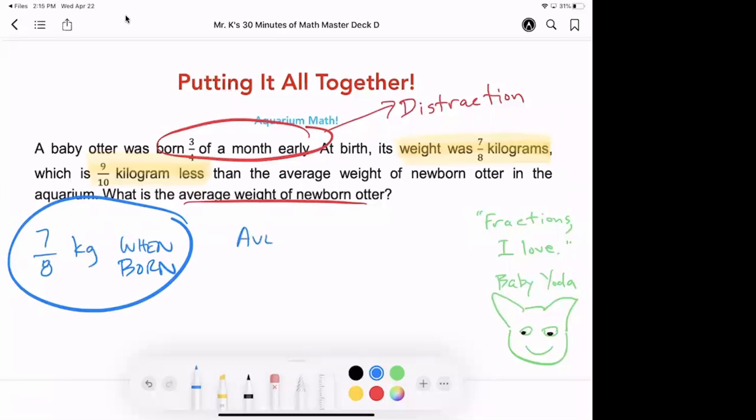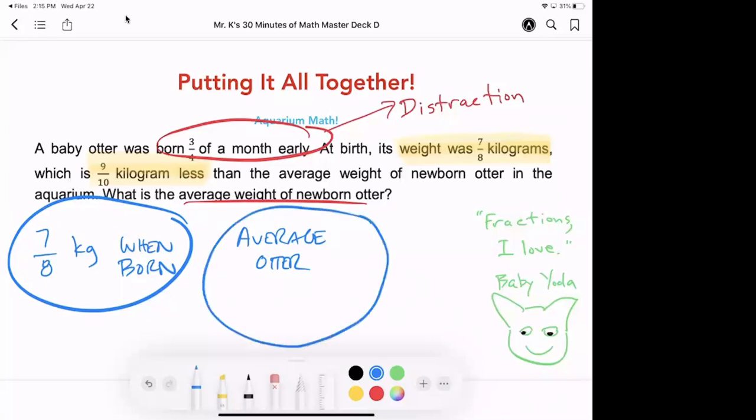So if we take the average otter and we compare it to this guy, we know this guy is 9/10 kilograms less than the average. So the average is bigger. If we want to find out the average, we know that's bigger because the 7/8 kilogram is 9/10 less than the average. Well, then let's add 9/10 to the one that was born, 7/8, and that will give us the average weight.